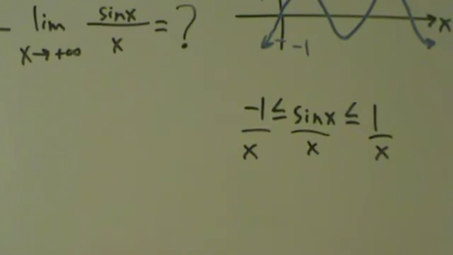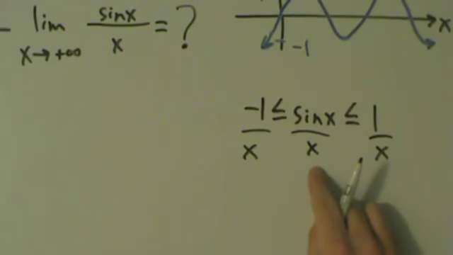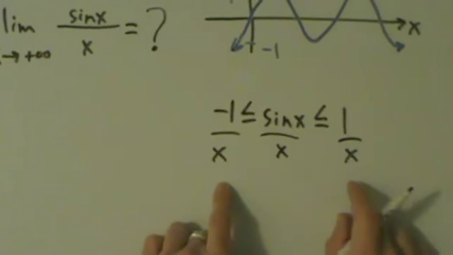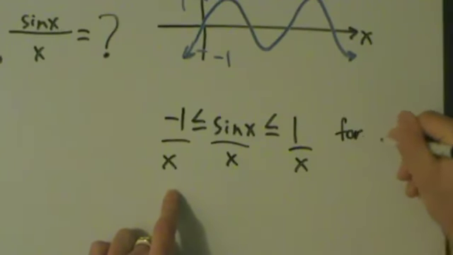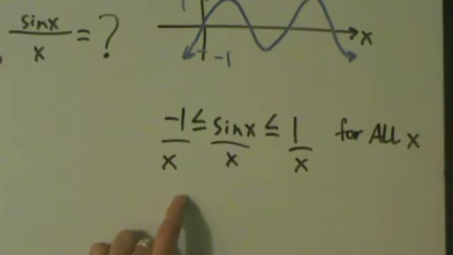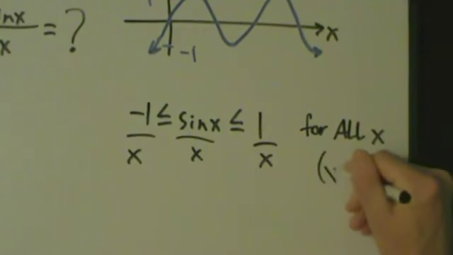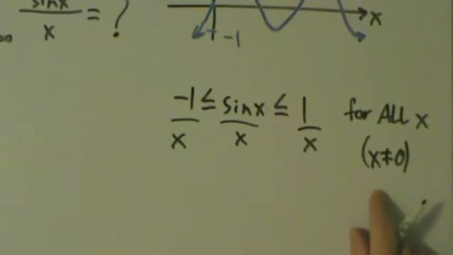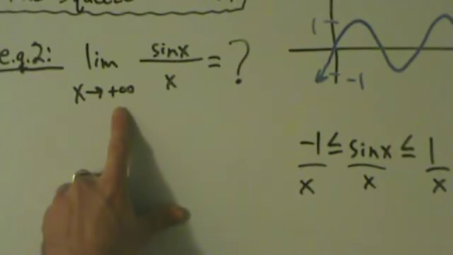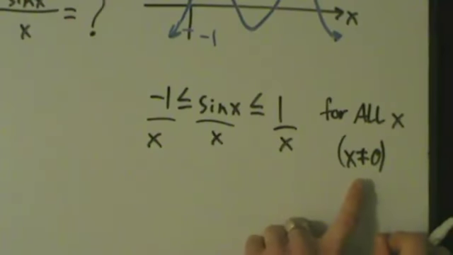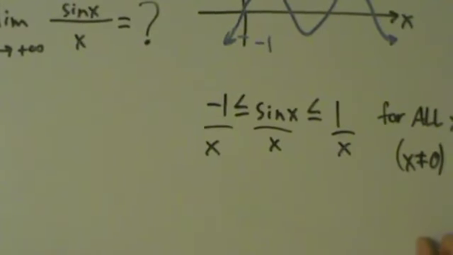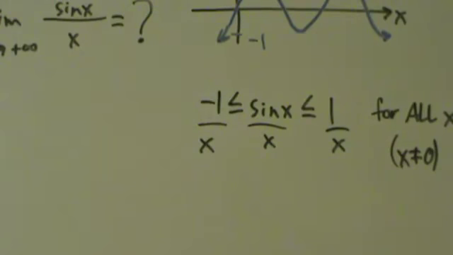So what do we have here? Here's our function sine of x over x. It's being squeezed between these two guys here, all right? And this is actually true for all x. I guess we should say for all x not equal to 0, because now we're dividing by x, so x is not allowed to be 0. But again, we're taking a limit as x goes to positive infinity, so we don't really care what happens at x equals 0, right? Because eventually we're just going to be really far off to the right, really far away from 0. But anyway, so we have this being true, and what else do we know?